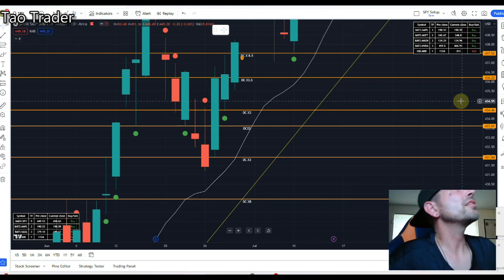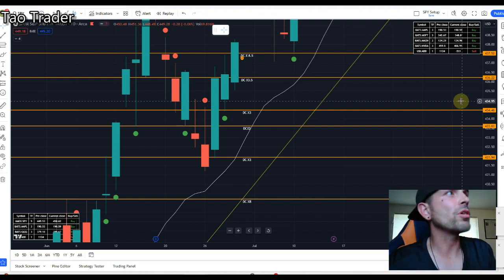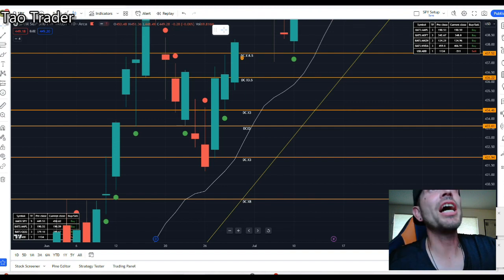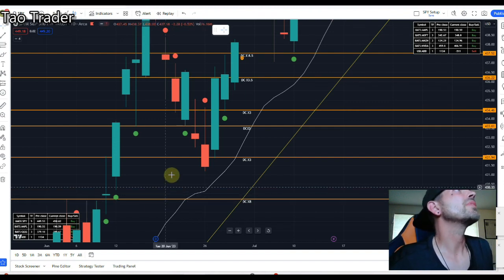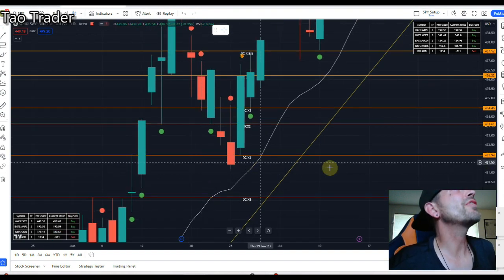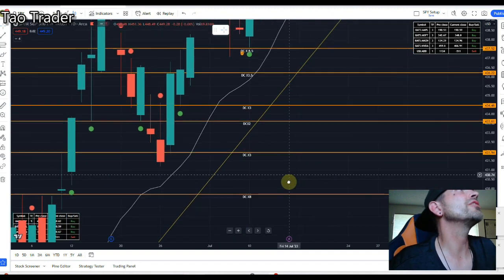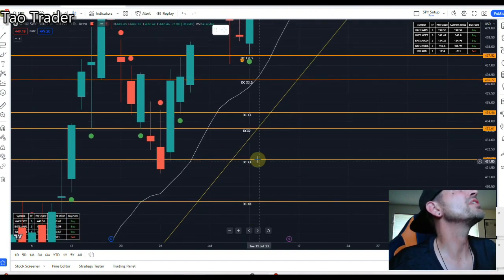Okay, let's go over charting some more support and resistance. This is SPY on the daily chart. As you can see, I've marked my lines here. I have DC times 8, DC times 3, DC times 2.